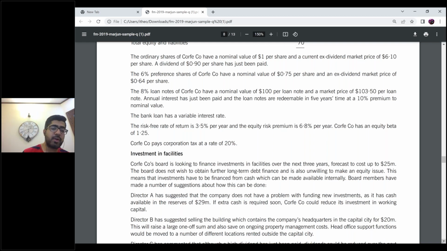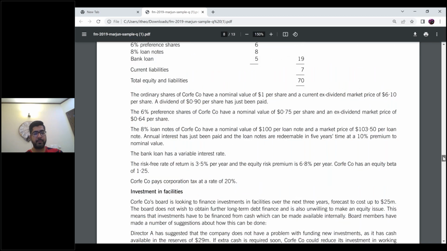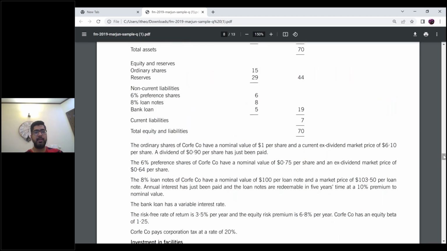The bank loan has a variable interest rate. The risk-free rate of return is 3.5% per year and the risk premium is 6.8% per year. Corfe has an equity beta of 1.25 and pays tax at a rate of 20%. Please pay attention.